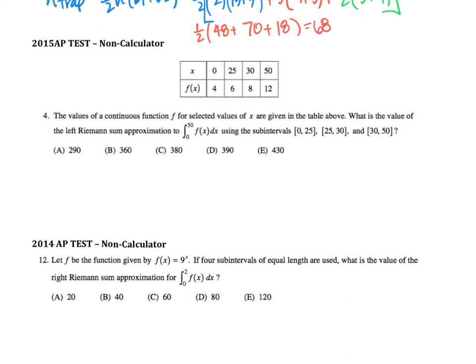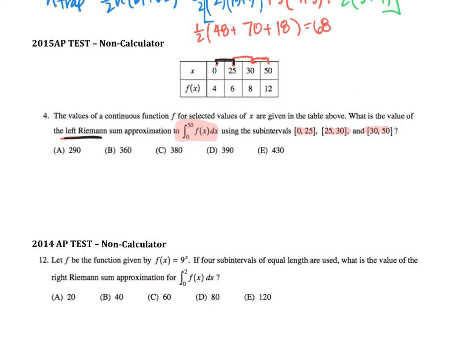Okay, as we look at the next example, again, they gave us a table and they want us to make a left Riemann sum to approximate, again, this is just fancy for the area under the curve or the amount, using the subintervals given. And again, those subintervals are saying from 0 to 25, that's a base, from 25 to 30, that's another base, and from 30 to 50, that's another base. A left Riemann sum is referring to a rectangle. The area of a rectangle is base times height.